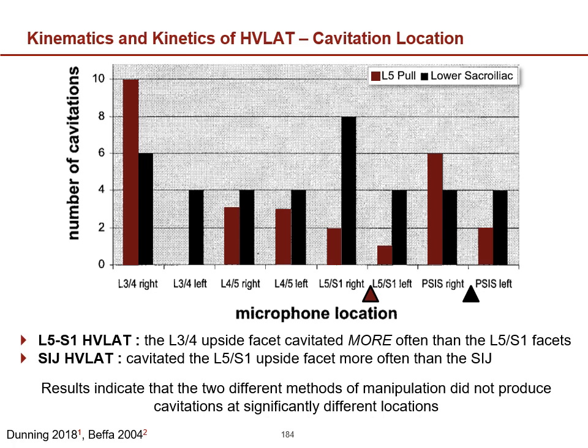So taking the L5 pull technique, for instance, we can see that the L3, L4 upside facet cavitated more often than the L5 S1 facets. Even if you combine both the left and the right facet, then it was the L3, L4, 5 facet that was still significantly more, specifically on the upside. And then same for the SIJ HVLAT, the cavitation was most often at the L5, S1 upside facet rather than at the SIJ itself.